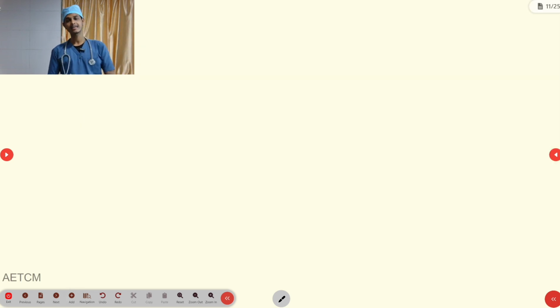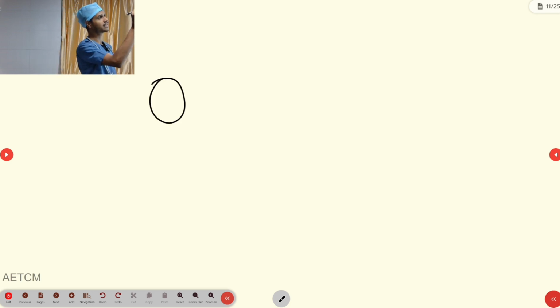Mainly it will occur in type 1 diabetes mellitus, whereas the hyperglycemia that mainly occurs in HHS will occur in type 2 diabetes mellitus. So what is the pathophysiology happening behind DKA?